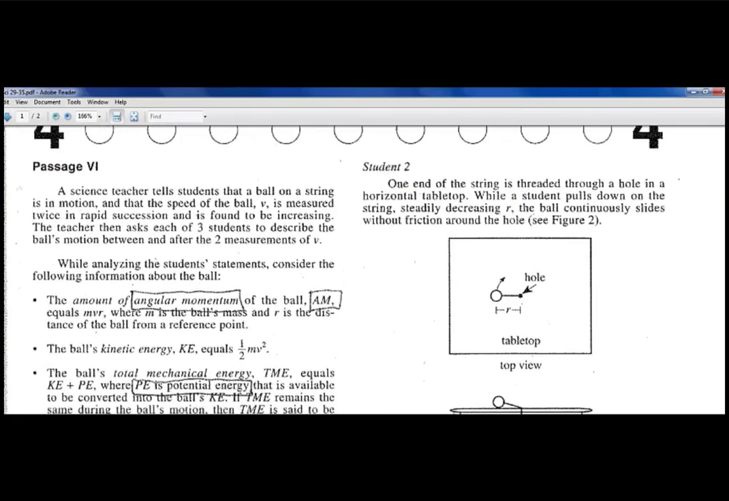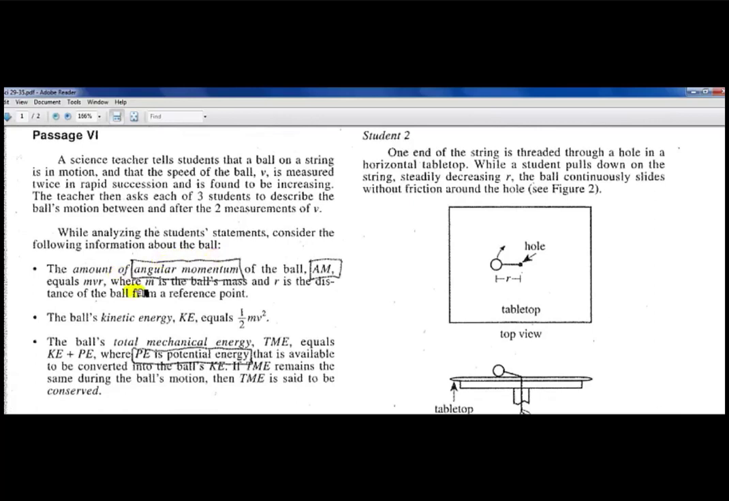We go back up, it's passage 6. We go ahead and find KE here is kinetic energy, and then we go ahead and find PE is potential energy, and our TME is total mechanical energy. And it tells us the definition of this. This is awesome. TME equals KE plus PE.